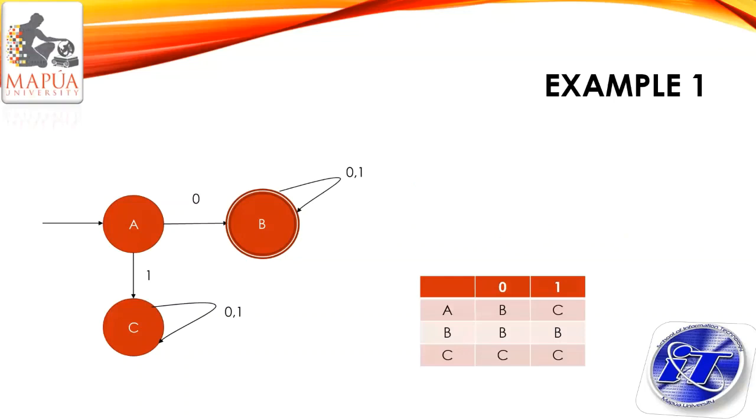Okay? So now, let's define the 5-tuple of this automaton. Q, the set, the same collection of states of our automaton: A, B, C. Sigma, the alphabet: 0, 1. Q sub 0, our initial state, A. F, the final state, B. And delta, our transition function.